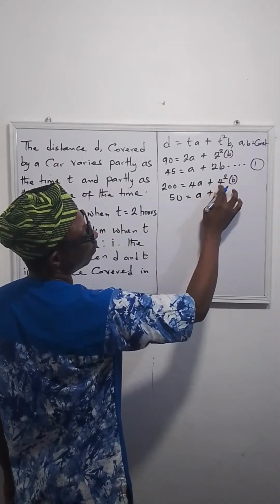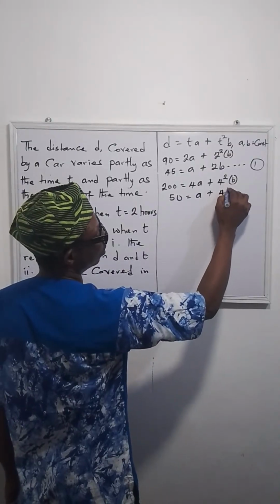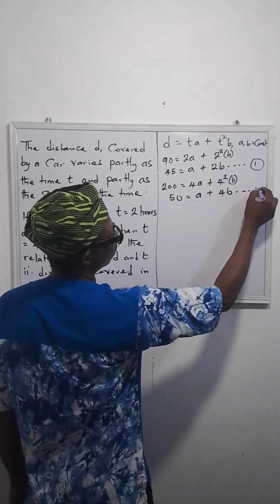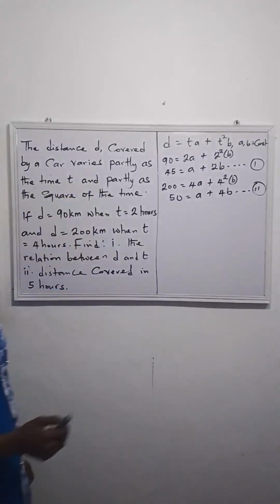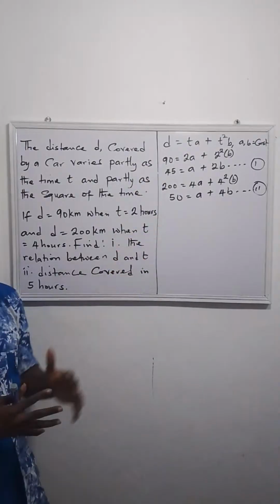Now when you divide 4 squared b divided by 4, you have 4b. So we call this one equation 2. Right? So now the next thing is to solve these equations simultaneously.